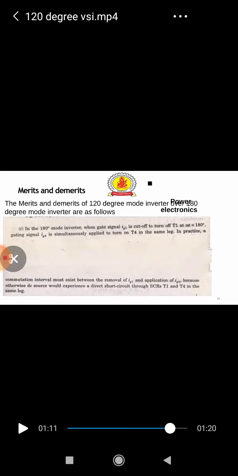Now, lastly, the merits and demerits of the 120 degree mode. The merits and demerits of the 120 degree mode inverter over the 180 degree mode inverter are as follows. Number 1: in the 180 degree mode inverter, when gate signal Ig1 is cut off to turn off T1 at omega t equal to 180 degrees, gating signal Ig4 is simultaneously applied to turn on T4 in the same leg. In practice, a commutation interval must exist between the removal of Ig1 and application of Ig4, because otherwise the DC source would experience a direct short circuit through SCRs T1 and T4 in the same leg.